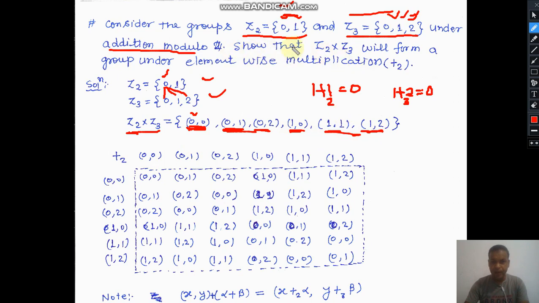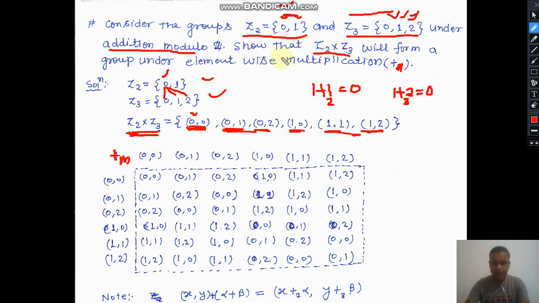Now in this question we have to show that Z2 cross Z3 will form a group under element wise addition. Here it is not multiplication, but addition under modulo. Now you can write here M. Please make it correct. It means addition under modulo, but here you cannot write 2 or 3, because for the first group addition under modulo 2 is working, while for the second group addition under modulo 3 is being applied.